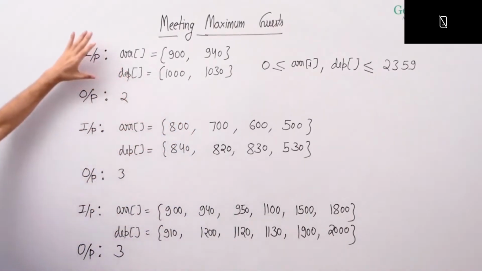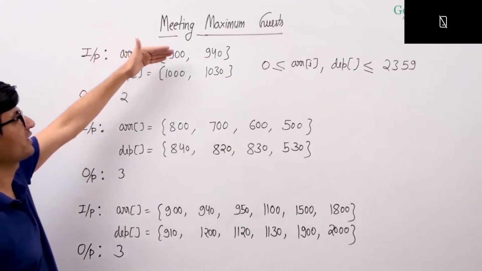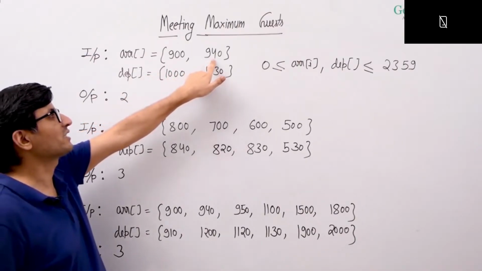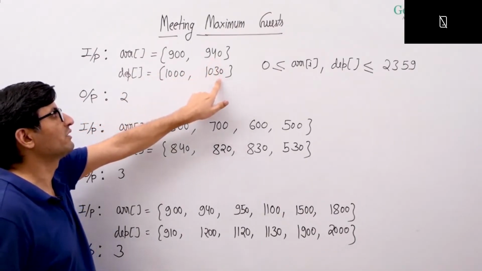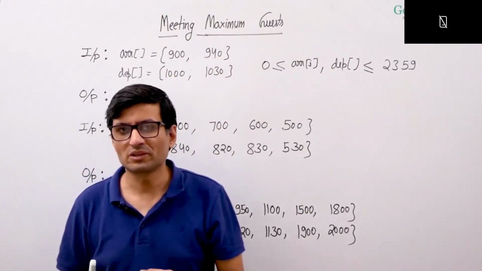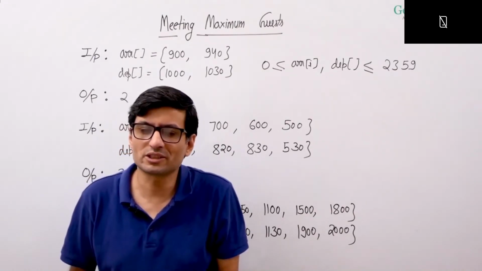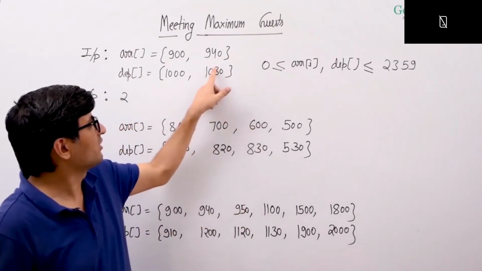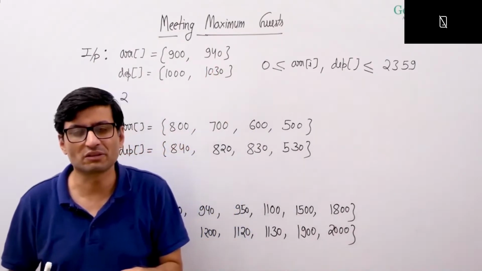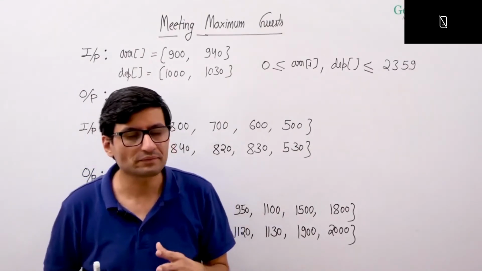For example, here there are two guests apart from you. The first guest is going to come at 9 o'clock and leave at 10 o'clock. The second guest is going to come at 9:40 and leave at 10:30. Please note that I have not used a colon in the time to keep the question implementation simple so that we can use integers. Ideally it should have been 10 colon 30, but I have written only integer values. So 1030 means 10:30 time.